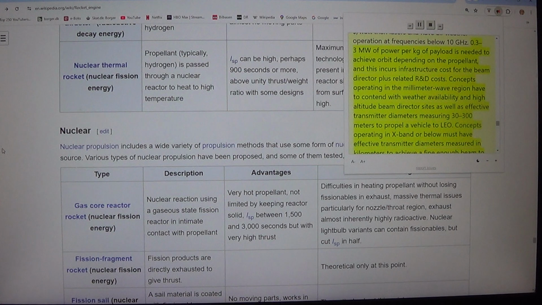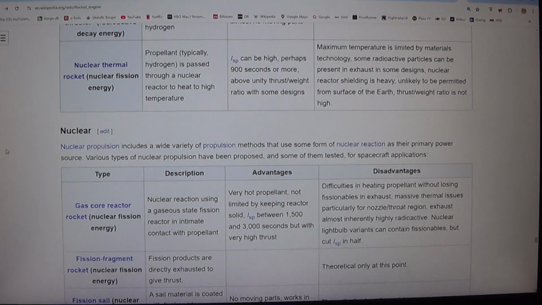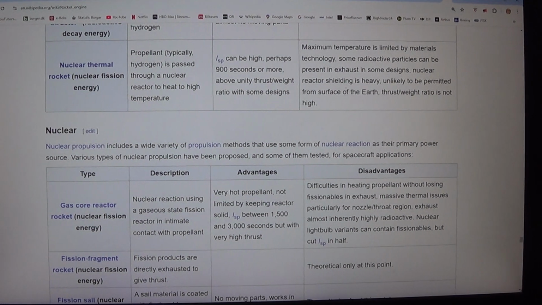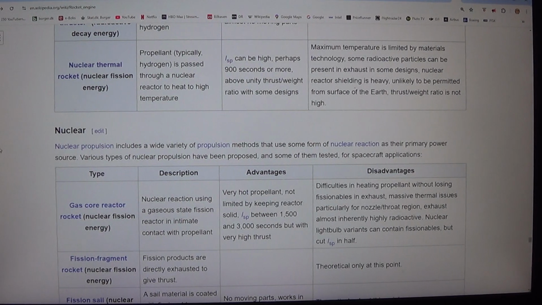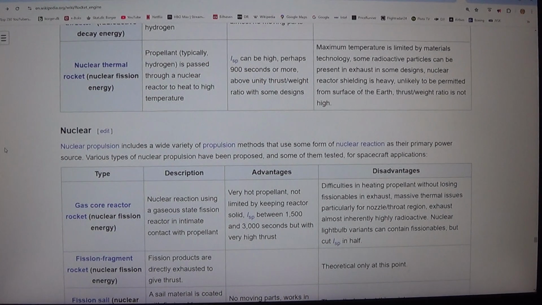Concepts operating in X-band or below must have effective transmitter diameters measured in kilometers to achieve a fine enough beam to follow a vehicle. The transmitters are too large to fit on mobile platforms, and so microwave-powered rockets are constrained to launch near fixed beam director sites.